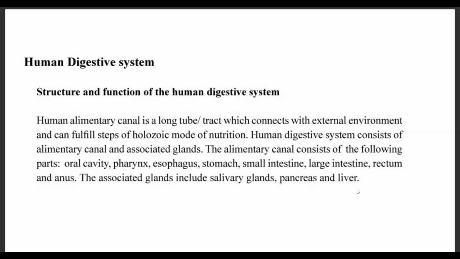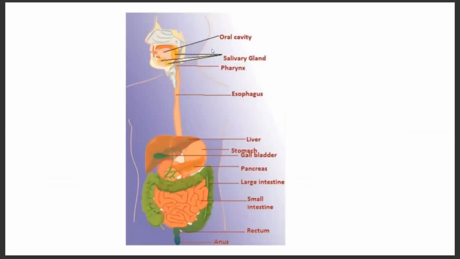Right. We'll start the digestive system. Now, this is a picture of the digestive system. You can see the oral cavity here. Then 3 pairs of salivary glands, pharynx, and esophagus, this long tube-like structure is called the esophagus. And this is the liver. Then we have stomach, pancreas, large intestine, small intestine, anus. Those are the major parts of the digestive system.